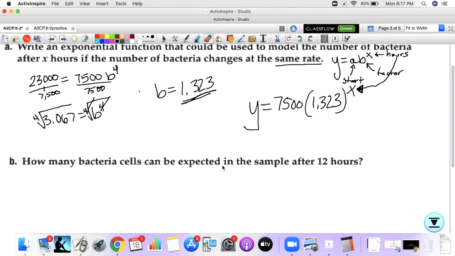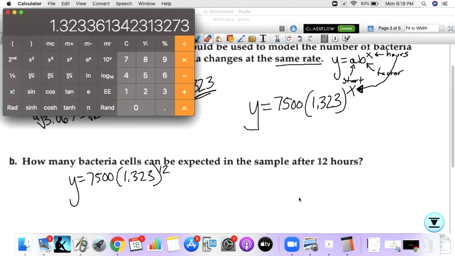How many bacteria cells can be expected in the sample after 12 hours? I'm going to plug a little 12 in right there. So I have y equals 7,500 times 1.323 raised to the 12th power. Now this is just a PEMDAS problem, okay? Y is already alone and positive. I'm going to do exponents and then multiply, divide last, okay? So 1.323 to the 12th.